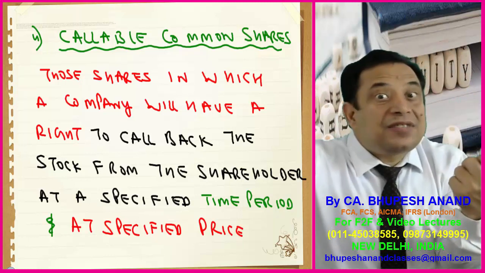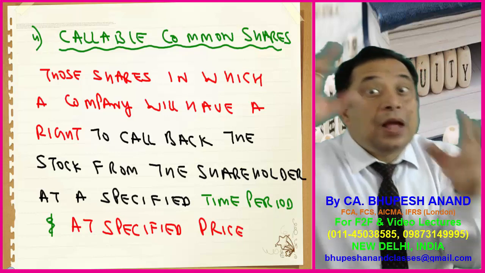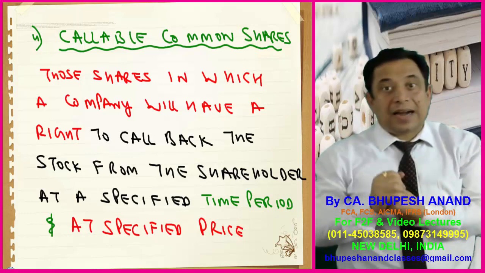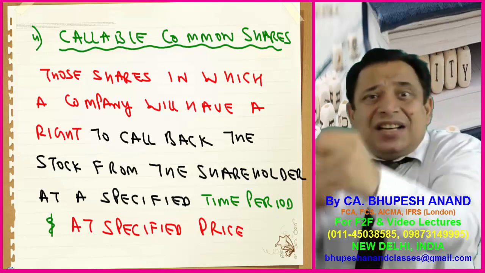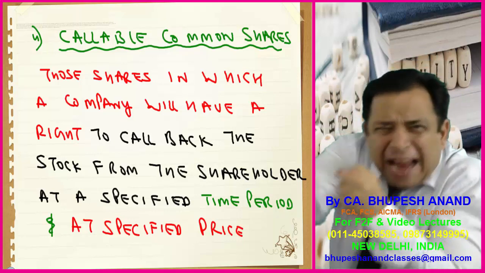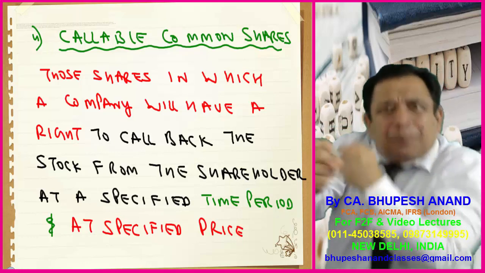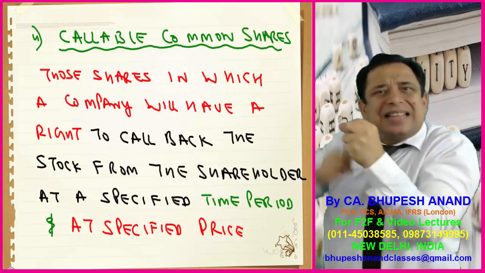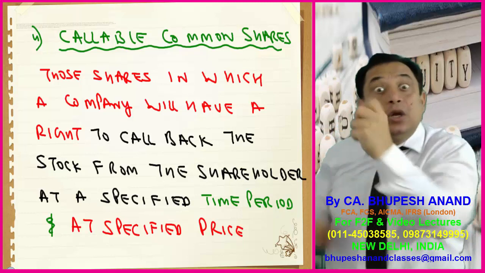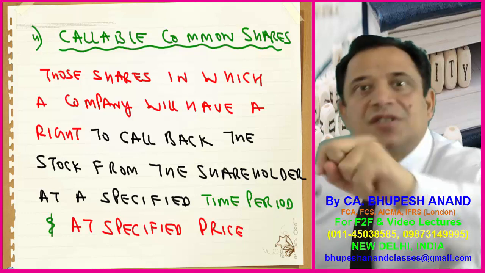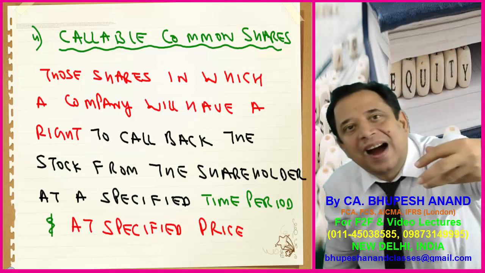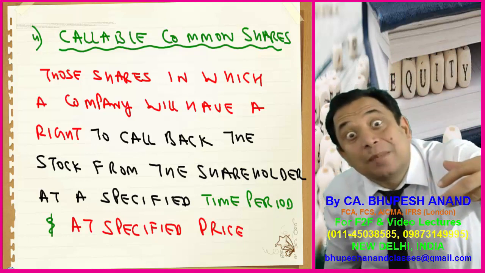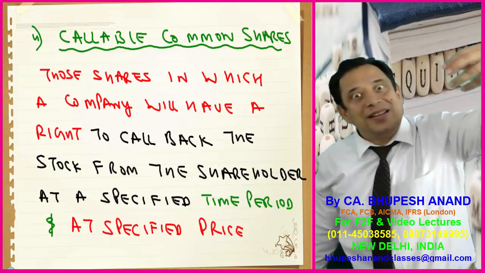Similarly, on the same basis, we are discussing that common stock can be callable common stock. That is when the company who is issuing the shares has a right to call back, to buy back the shares at a specified price, at a specified time interval. Those types of shares, when issued with an agreement of calling it back, are named as callable common shares. You getting my point? Please write down.